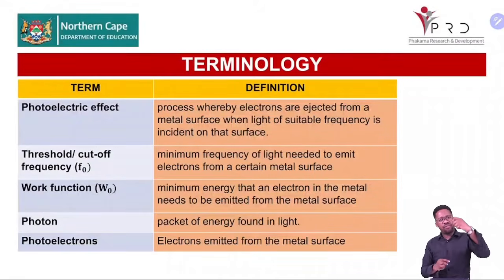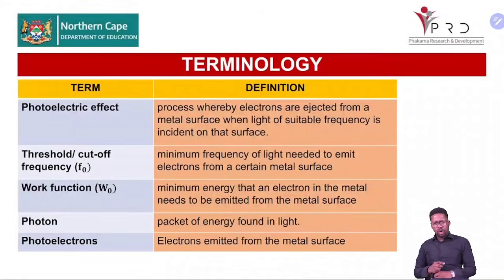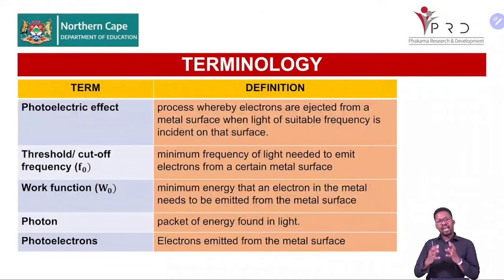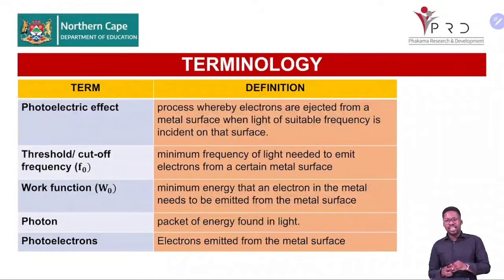If they say define the term photoelectric effect, you must use the exam guideline of 2021 definition that says a photoelectric effect is a process whereby electrons are ejected from a metal surface when light with suitable frequency is incident on that surface. With this definition alone, we have covered the whole topic.